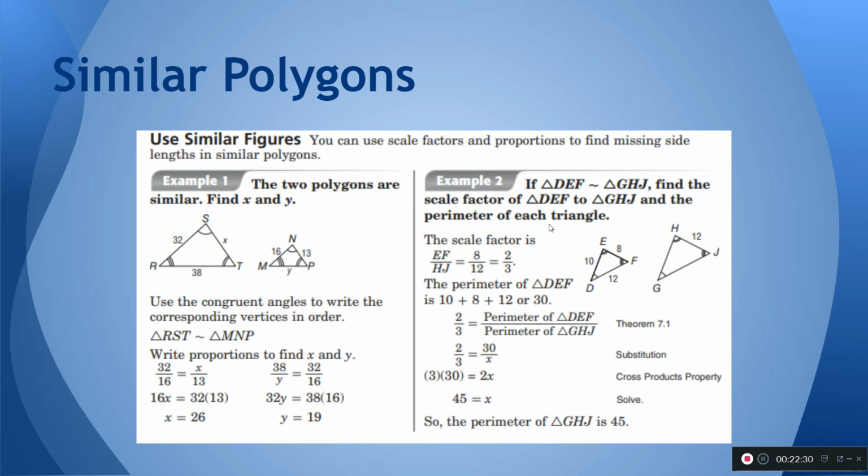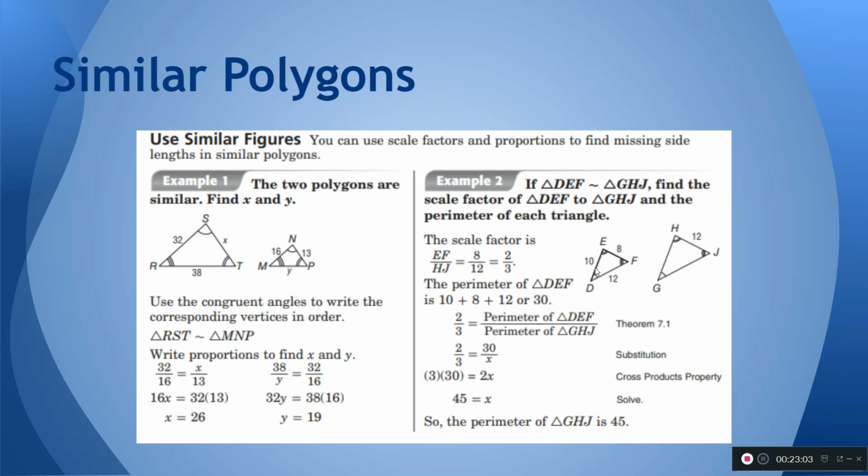What about when we've got only one of the sides? Here in example 2, we're given two similar triangles, and we're told all the sides for one of them, but on this one we've only got the measurement of one side. So our scale factor here, we're taking EF over HJ, because we have the measurement of HJ, so we look for the corresponding side here, and we have 8 over 12. Well, we can reduce that to 2/3, 2 over 3. That's our scale factor for each of the sides.